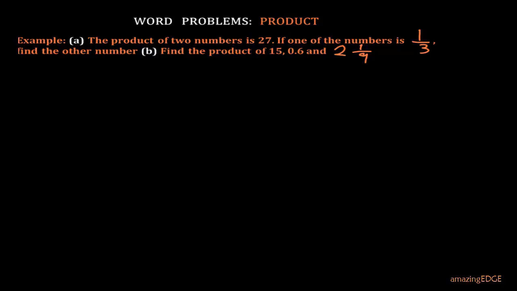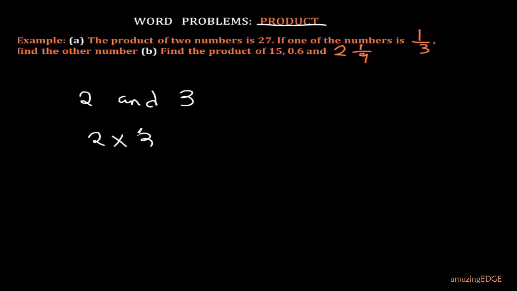Hi, in this presentation, we'll be looking at word problems involving product, and we'll ask ourselves what product is. The product is the answer we get after multiplication. For instance, if we talk about the product of 2 and 3, the product of 2 and 3 will give us 6. That is 2 times 3.